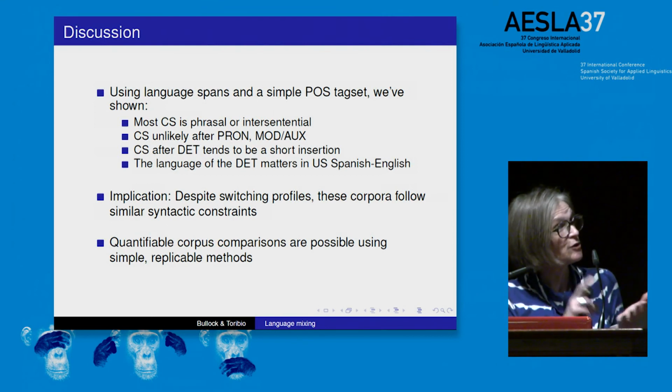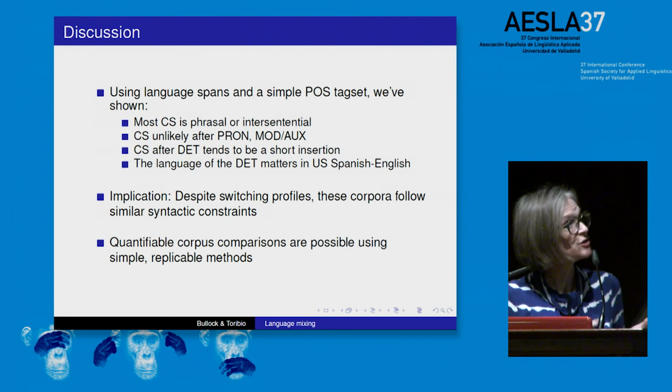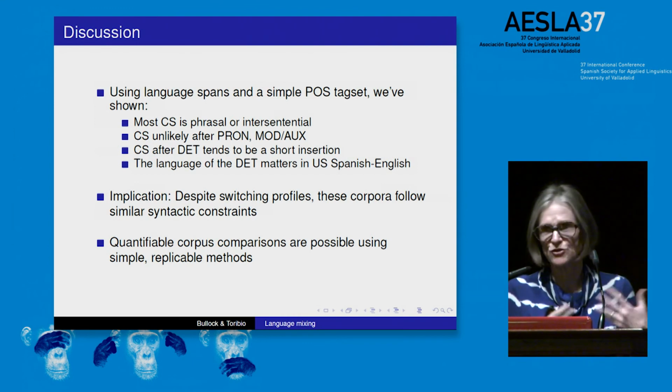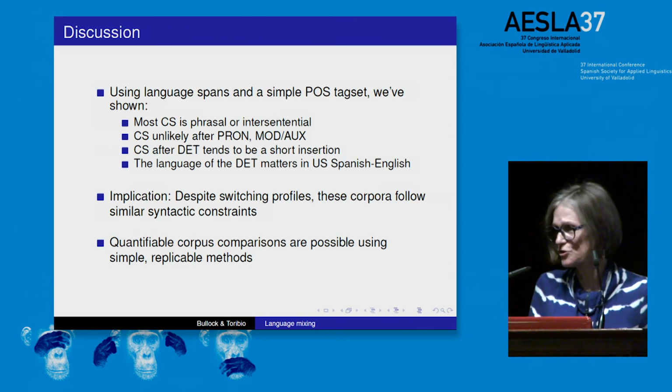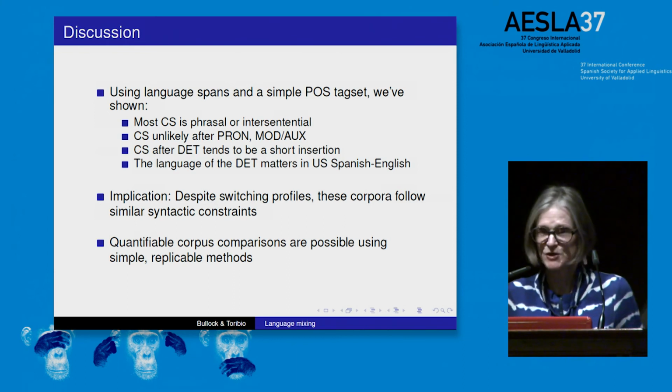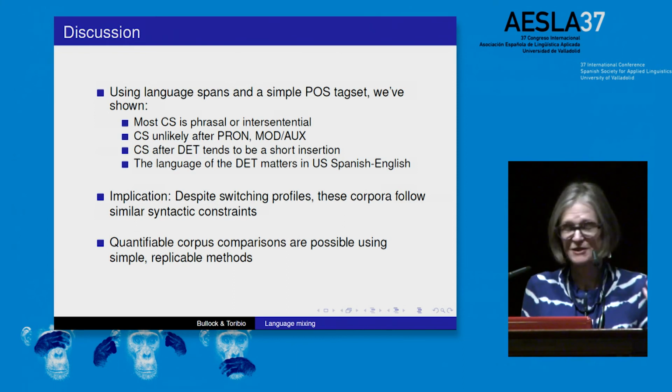So we find that most code switching is phrasal or intersentential. You're unlikely to switch after pronouns or auxiliaries. There's asymmetry after determiners, where it's okay to switch as long as you're switching from a Spanish determiner into English. So despite these weird switching profiles of these Spanish-English texts, one highly mixed, the others highly unbalanced toward English in one sense and toward Spanish in the other corpus, they all follow the same syntactic constraints. We did this analysis in like 10 minutes because everything's nicely coded.